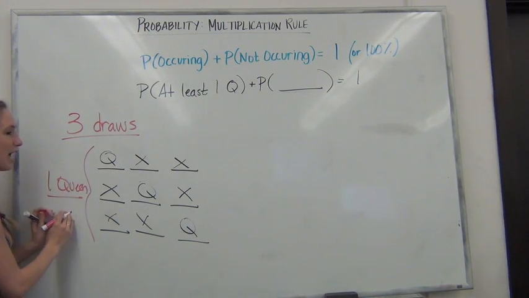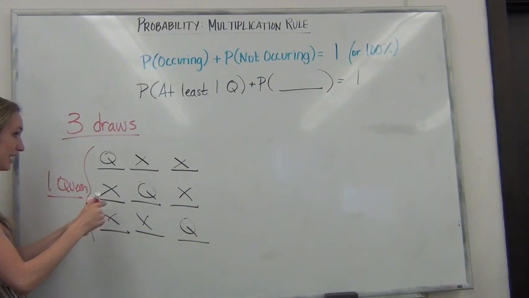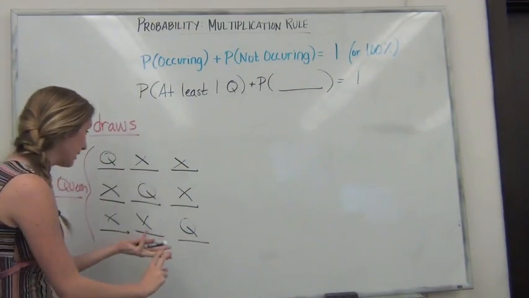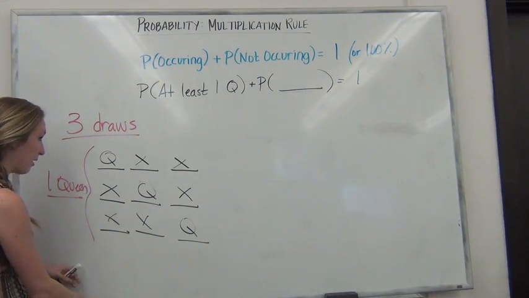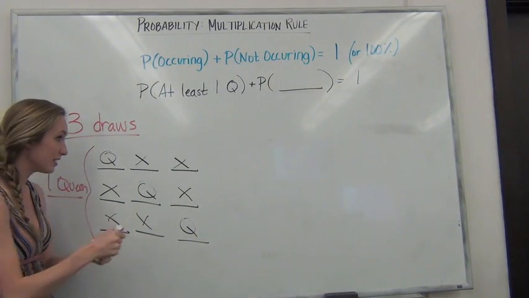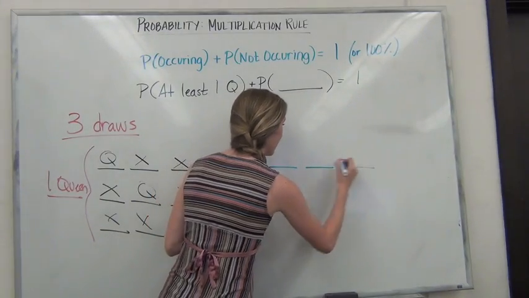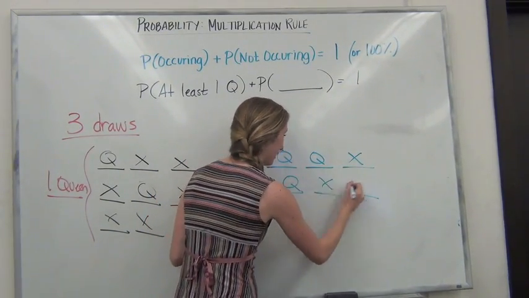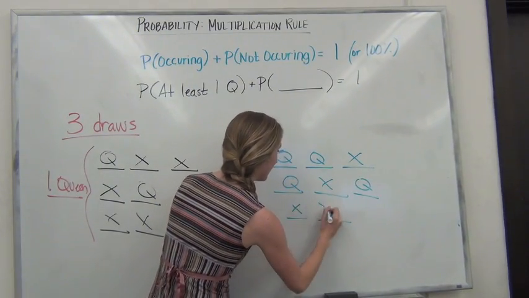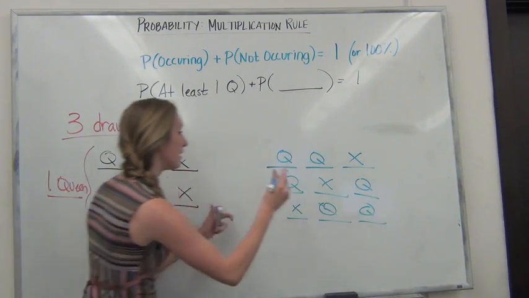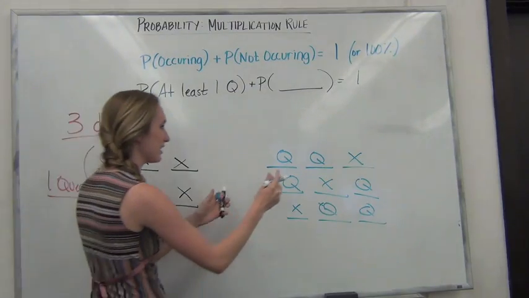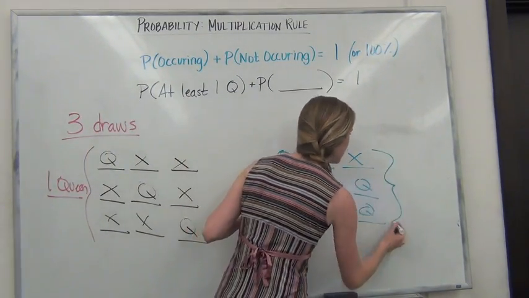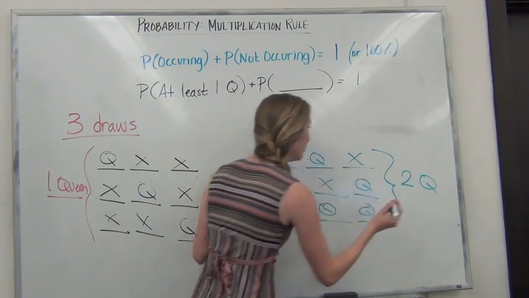But we're concerned with at least one queen. So this is just the beginning. You could either get one queen, or you could get 2 queens, or you could get all 3 queens. Which means now we need to think about getting 2 queens, right? So if we were going to get 2 queens, you could get a queen, a not queen, a queen, or a queen, a not queen, a queen, or a not queen, a queen, a queen. There's going to be a lot of possibilities here. Do I have all the options there? Mm-hmm. That demonstrates getting 2 queens.